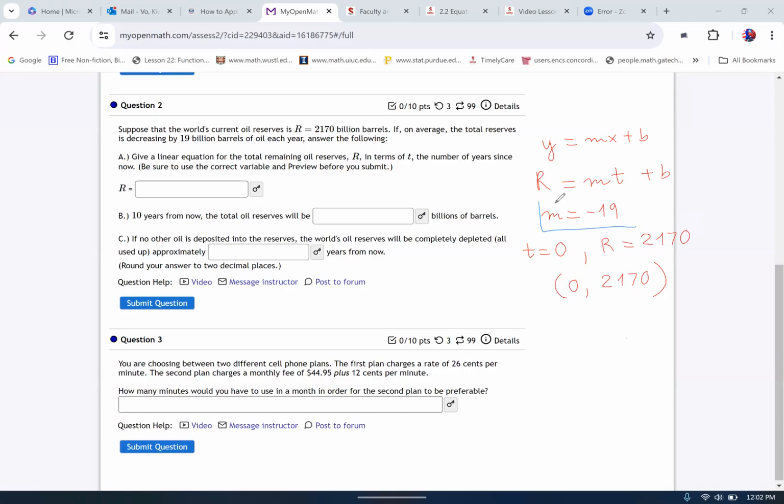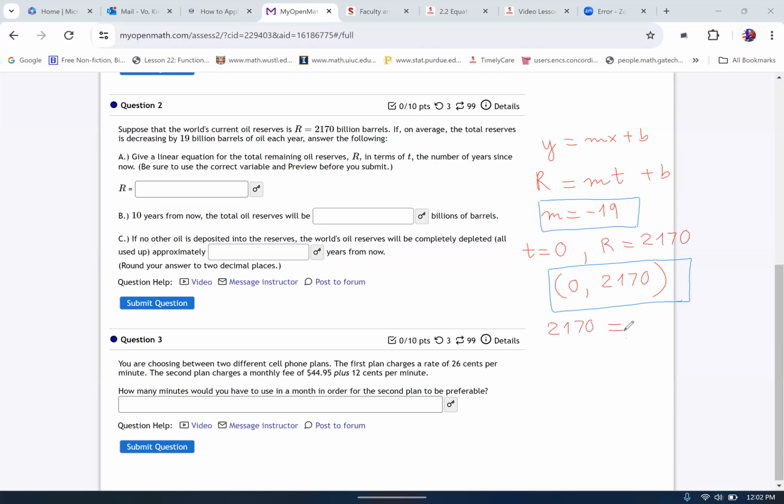Okay, so we can use this piece of information. We're going to use the slope here, and we're going to use this ordered pair in order to write the equation that models the remaining oil reserve. This one is going to be fairly simple because when T equals 0, if you plug into the equation, I'm going to plug in R, which is 2,170.